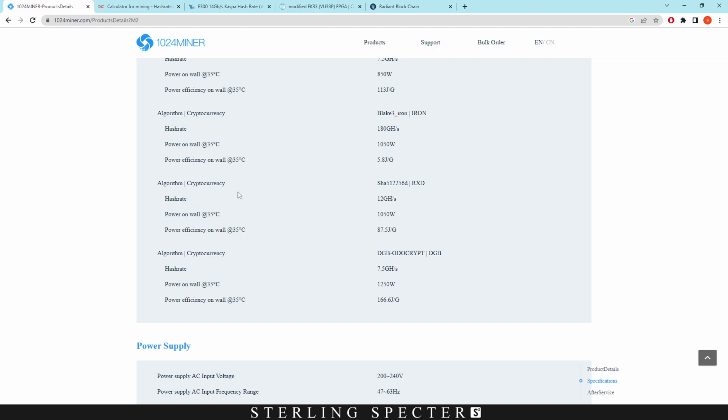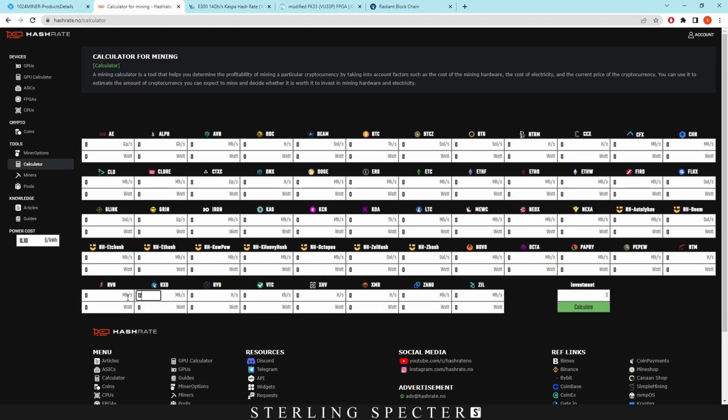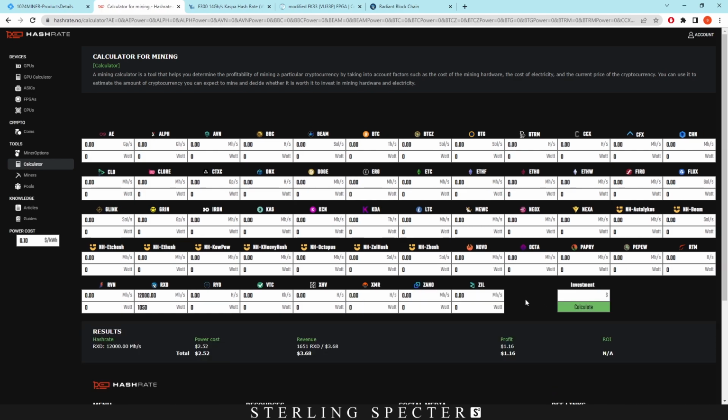So the hash rate for Radiant right now is 12 gigahash with a power at the wall of 1050 watts. So we have 12 gigahash, which is 12,000 megahash, I believe, and then 1050 at the wall. Now, when looking at investment, I don't actually know how much these cost. I believe some YouTubers have got hold of them. I'm just going to click calculate and see what we're making per day on one of these.